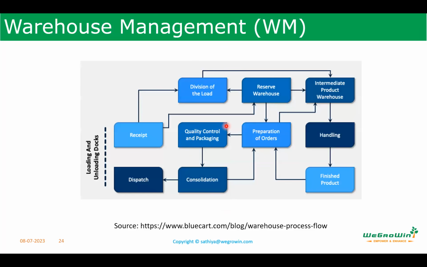And then warehouse management. Here again, warehouses handle materials in a very detailed way: receiving the materials, dividing the roles, then reserving the materials, quality control, packaging, preparation of orders. Then the products have to be stored independently, then handled, like issue to production or issue to packaging or consolidation. All these things happen in warehouse management.